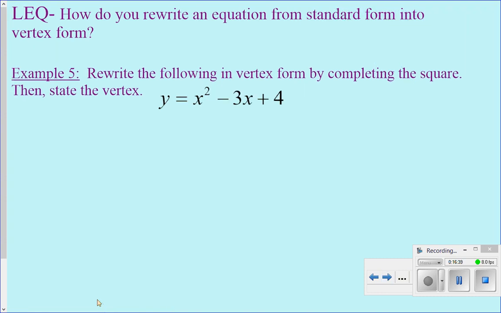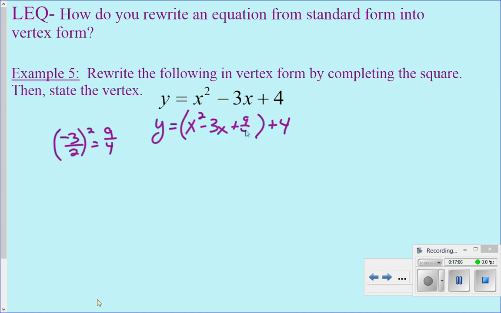Okay, next, this one. So maybe you want to pause the video, try it, and then play to check your answers. So I group, skip a little space, plus 4, take negative 3 and divide it by 2, square that to give me 9 fourths. 9 fourths is added and subtracted.